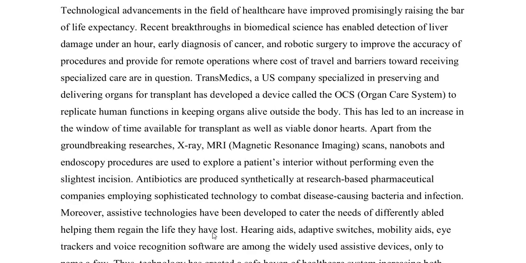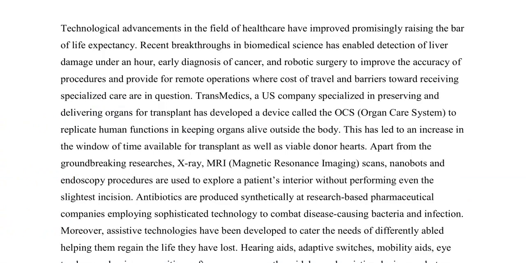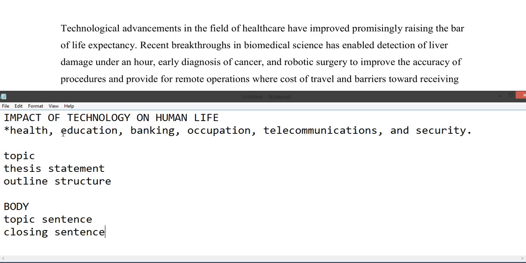So what we learnt in this was that the body paragraphs start with what you call the topic sentence, and they end with the closing sentence or the concluding sentence, which itself is a paraphrasing of the topic sentence. That is, paraphrasing means in other words, right? Closing sentence, right? Okay, now let's go to the second body paragraph.